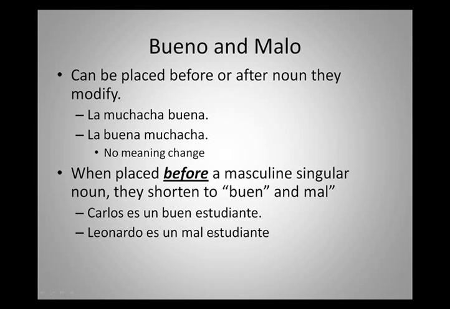So here's another example. Leonardo es un mal estudiante. Right? Leonardo is a bad student. All we do is drop the O. Not true of feminine singular nouns, just masculine singular nouns. But remember, we can place bueno and malo after a masculine singular noun, and it will act like just a normal adjective. Here's an example. Jorge es un estudiante bueno. We keep the O when it's a masculine singular noun, and we place bueno after the noun it modifies.